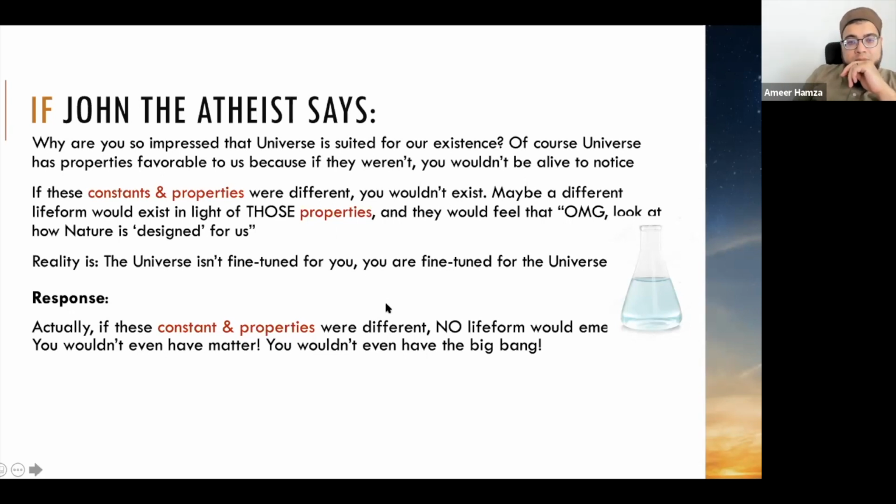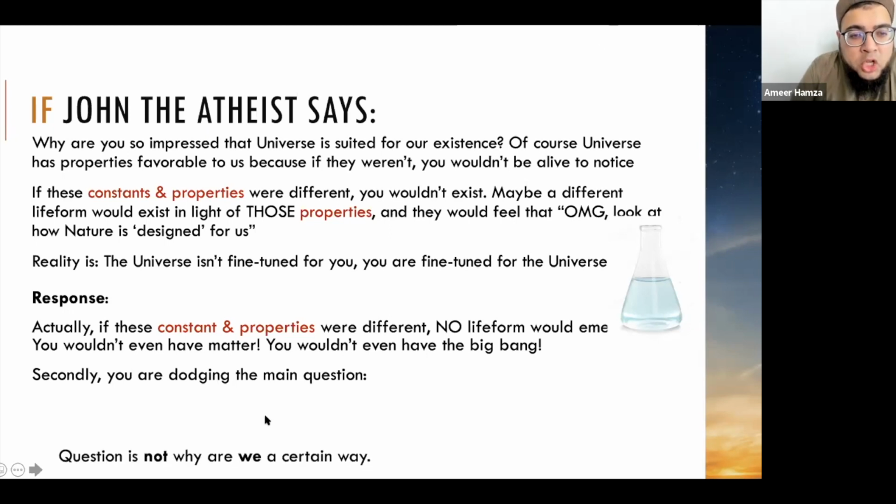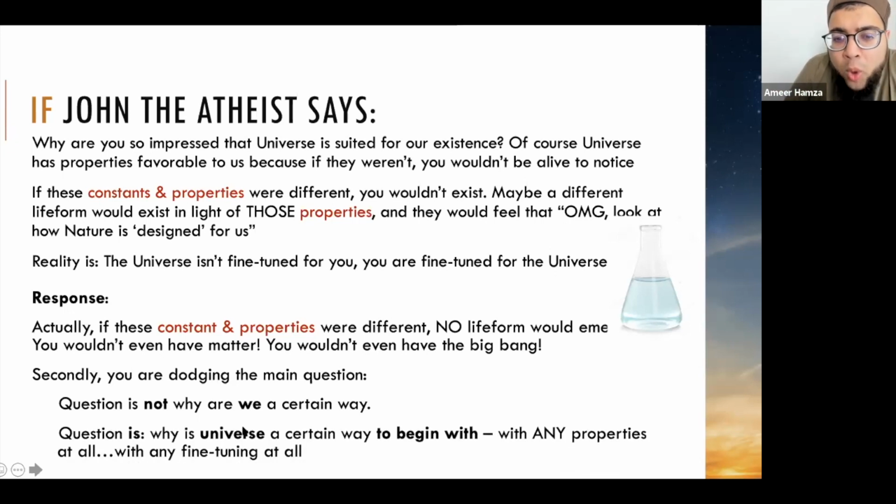And here's the second response we give y'all. Secondly, you're dodging the main question. Are you guys realizing he completely dodged the main question? I don't know if y'all picked up on this. The question is not why are we a certain way in light of whatever conditions. The question is why is the universe a certain way to begin with, with any properties at all, with any fine-tuning at all.